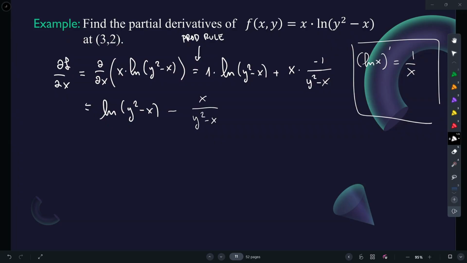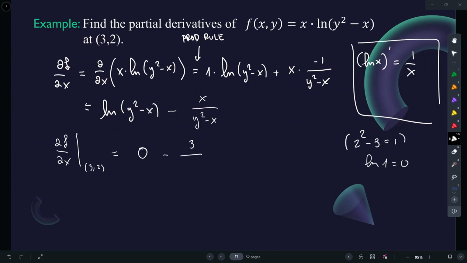And I can evaluate at 3, 2. Evaluated at 3, 2. Note that y squared minus x evaluated at 3, 2 is 4 minus 3. That is 1. Okay, so let me write it here. 4 minus 3 is 1. And then the logarithm of 1 is 0. So I'm also using that the logarithm of 1 is 0 to get that this is 0 minus 3 divided by y squared minus x evaluated at 3, 2, which is 1. So I just get minus 3.